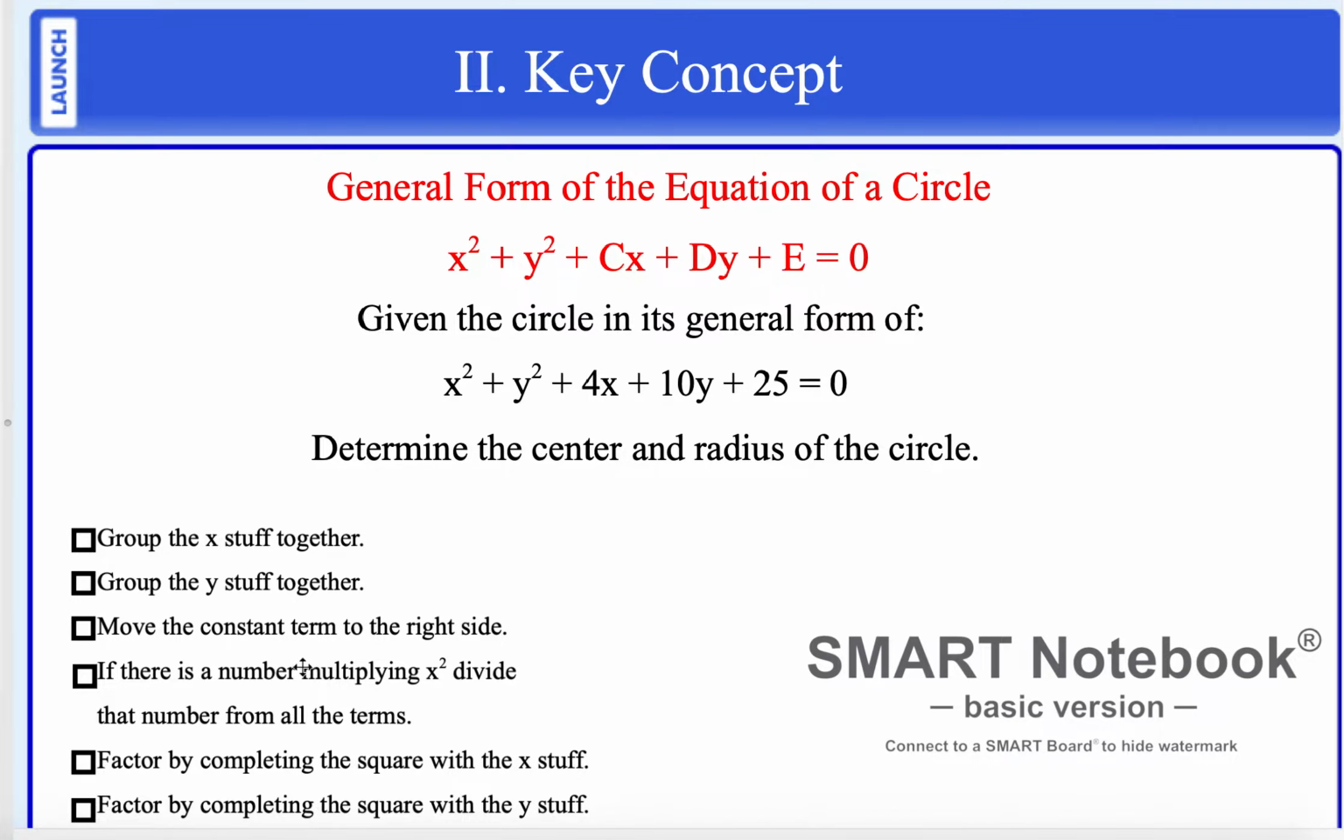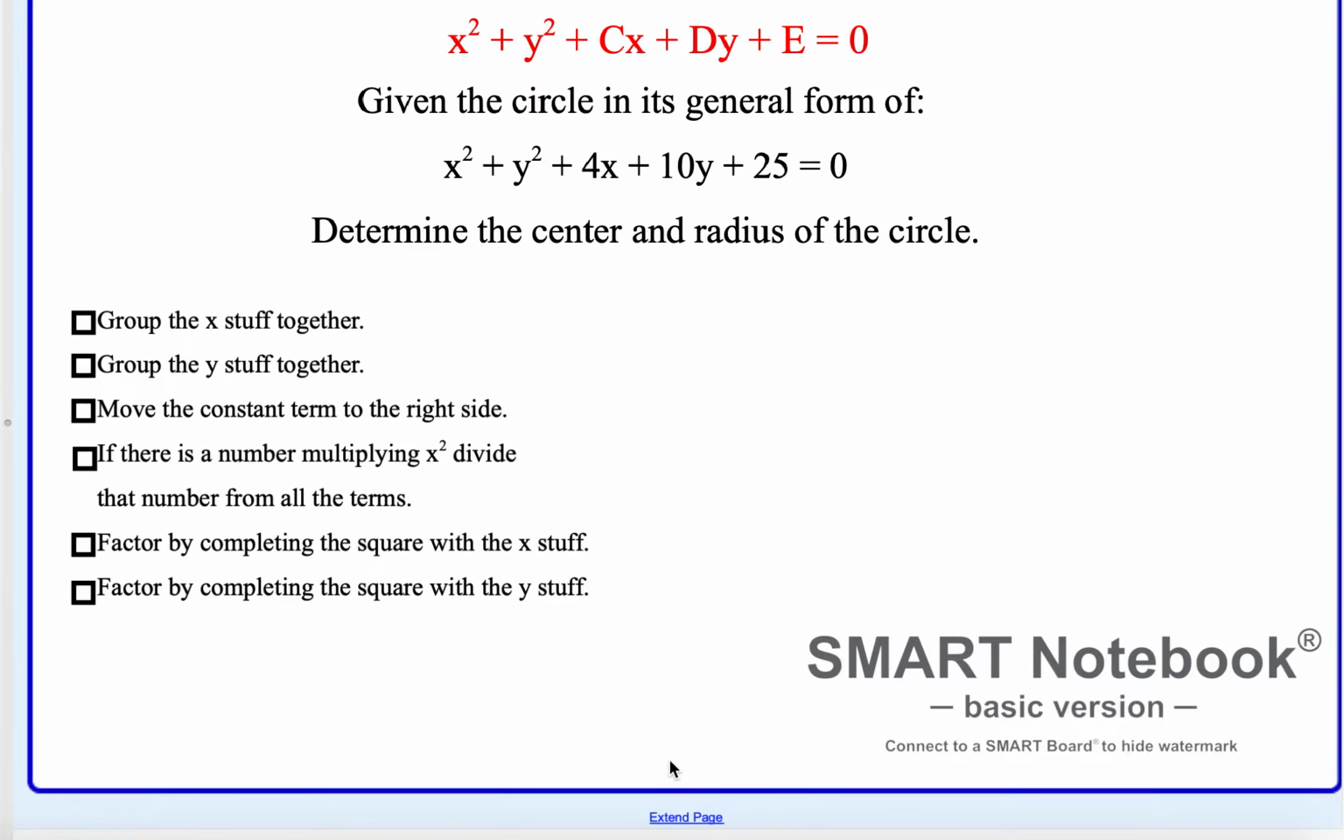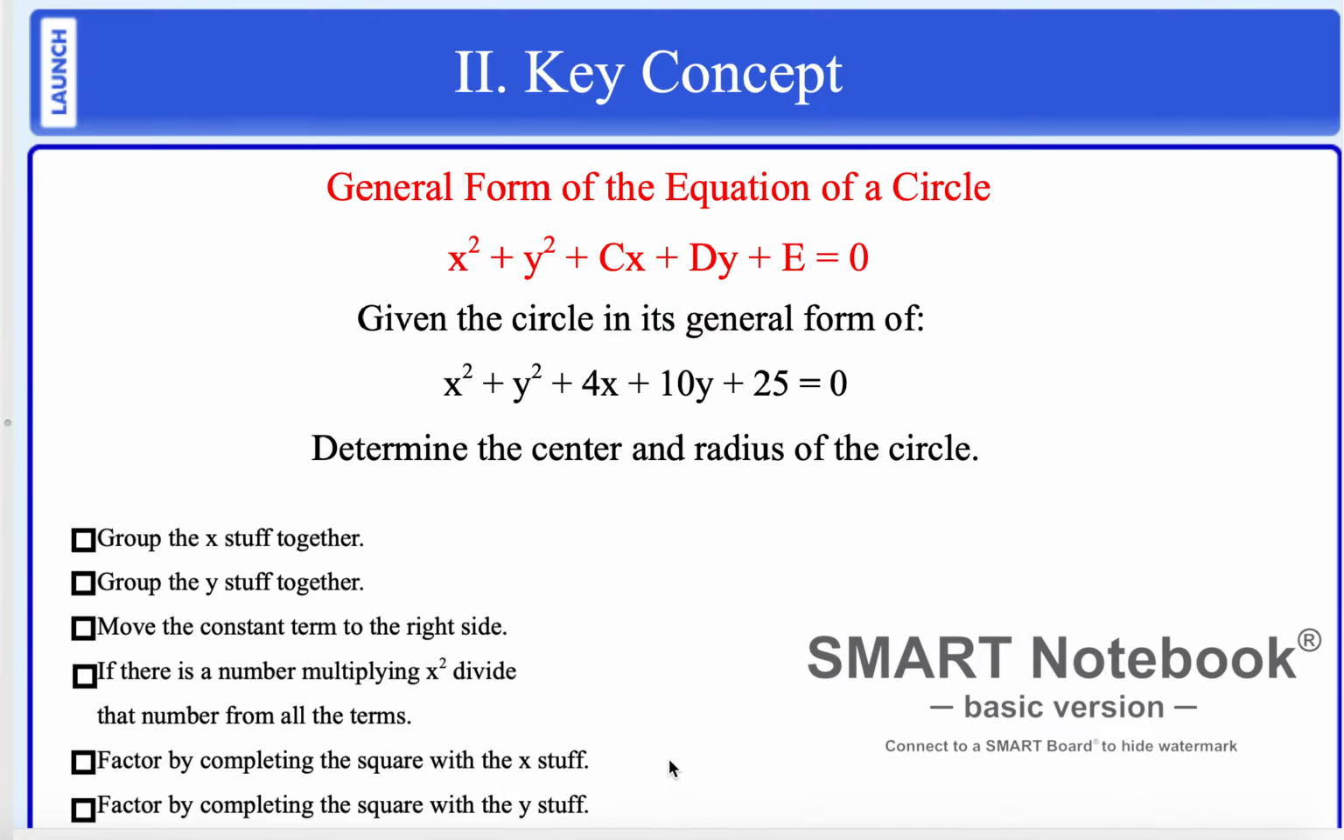So for that, we have a little checklist. If you did the homework yesterday, you saw that I put an algebra thing in there, and the algebra thing was factor by completing the square. That's what you need to do when you're doing the general form of a circle and trying to find the center and the radius. So we've got: group the x stuff together, group the y stuff together, move the constant term to the right side. If there's any number multiplying x squared, divide that from all terms. Factor by completing the square with the x stuff, and then with the y stuff.